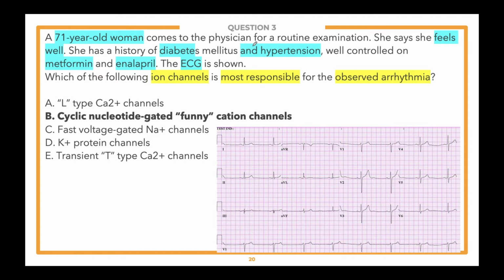And then answer choice A, L-type calcium channels, this is actually also, as we talked about, not really involved in this process. So the best answer choice here is answer choice B, but it requires knowing the physiology and electrophysiology and the differences between pacemaker cells and myocyte cells. So definitely another tough question here.